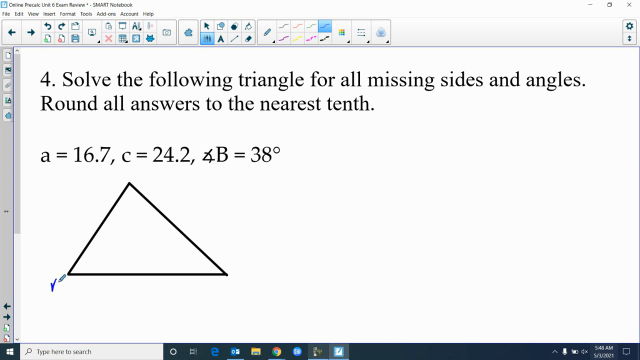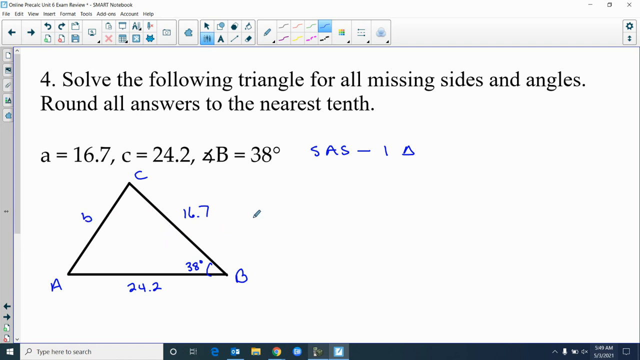I'm going to label this A, side A. This is going to be B. This is going to be C. And I'm going to put this here as 38 degrees. Side A is 16.7. Side C is 24.2. I have a side angle side case. That means there can only be one triangle. And this will be side B.